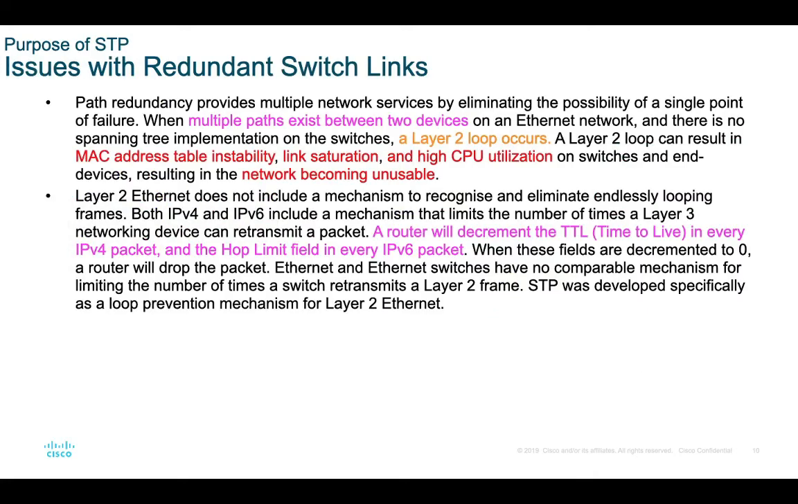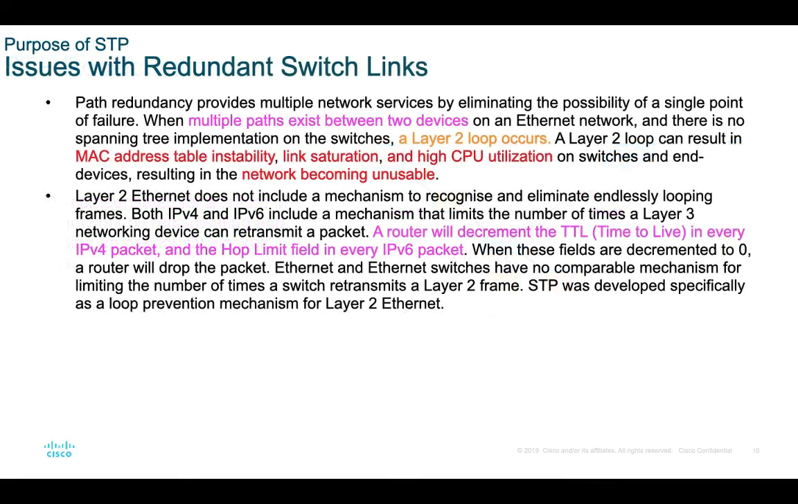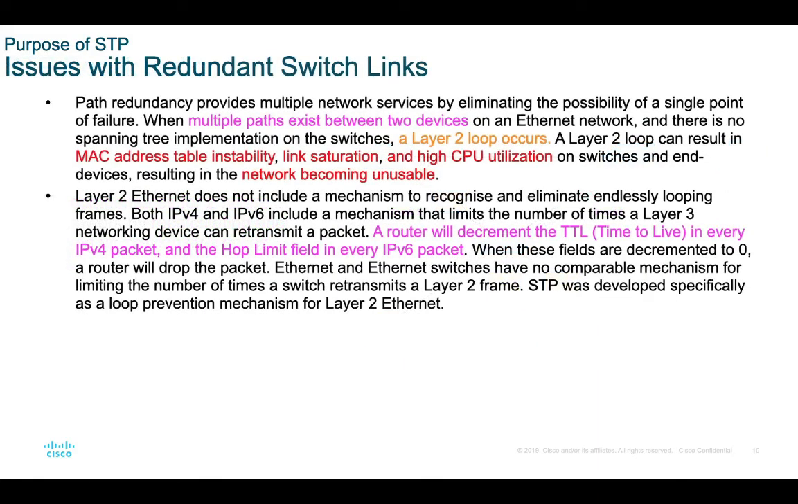So there is an issue with the redundant switch link. What we have here is a redundant switch link, so multiple paths exist between two devices. Between, let's say, switch 1 and switch 2, it can go through trunk 1 or it can go through trunk 3 and trunk 2. So we have multiple paths between switch 1 and switch 2. But in this implementation, there is a possibility of a layer 2 loop. A layer 2 loop may result in MAC address table instability.